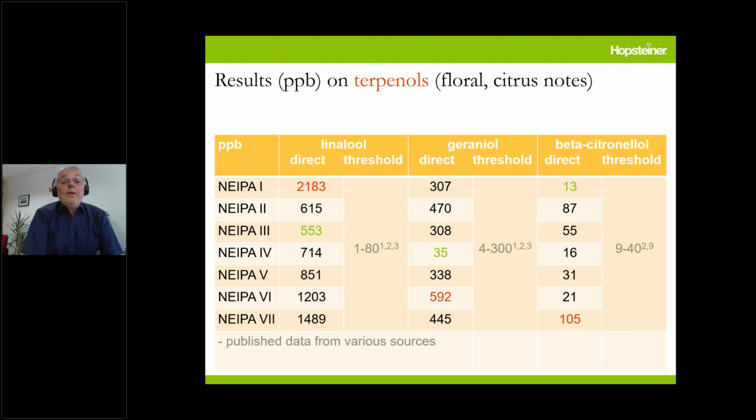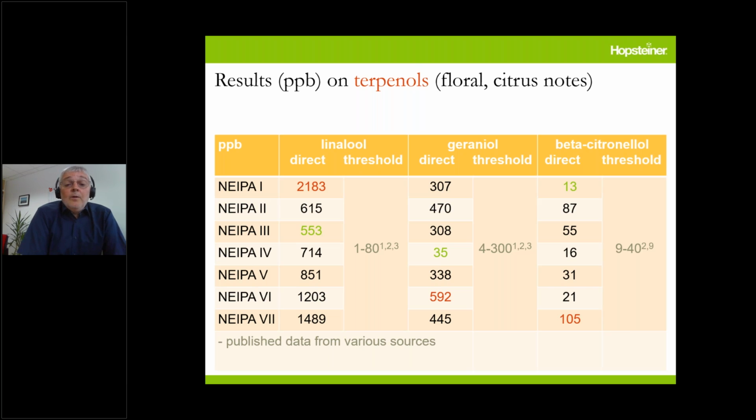Now we look at the terpenols, the linalool, geraniol, beta-citronellol. They are more representative for floral and citrus notes. Again, the range for linalool is from 553 ppb to 2,183, and in all samples, very, very high concentration, in all cases higher than the maximum threshold in literature.